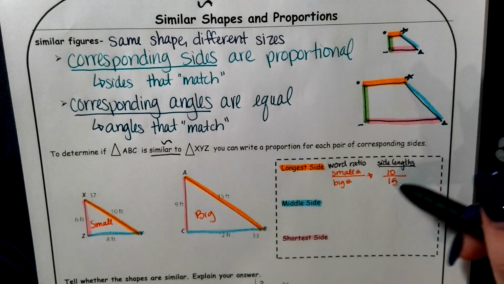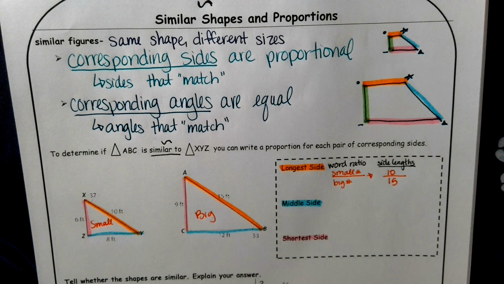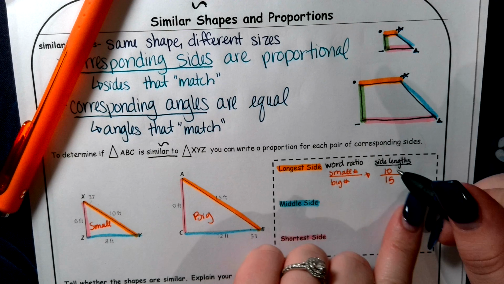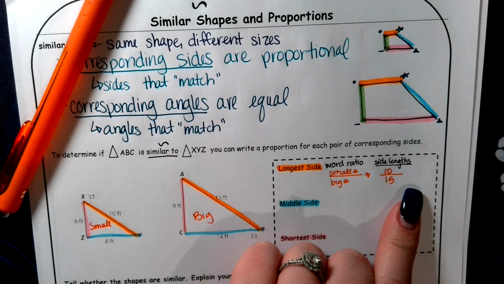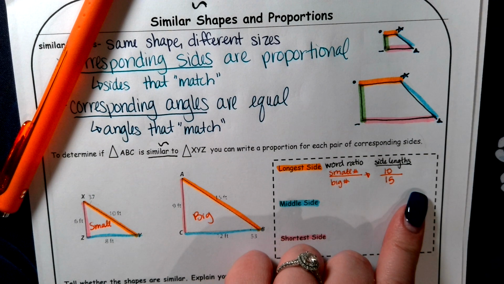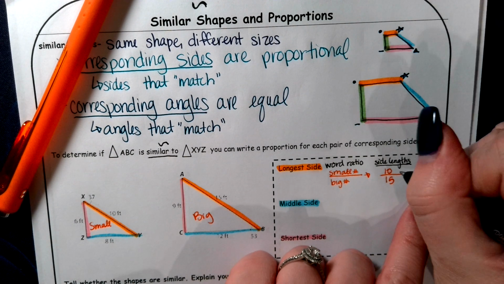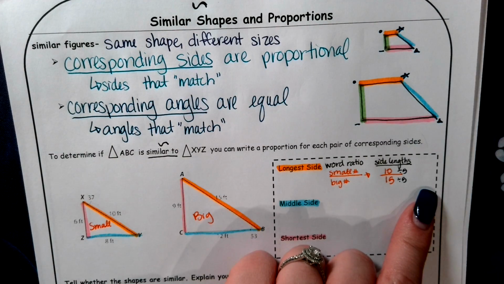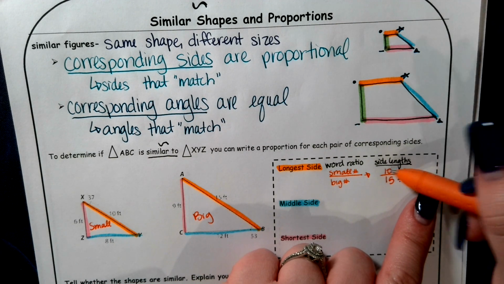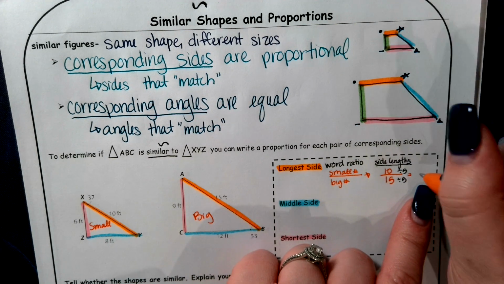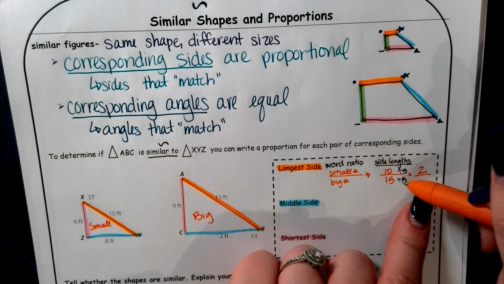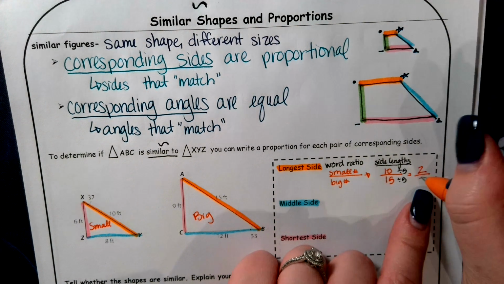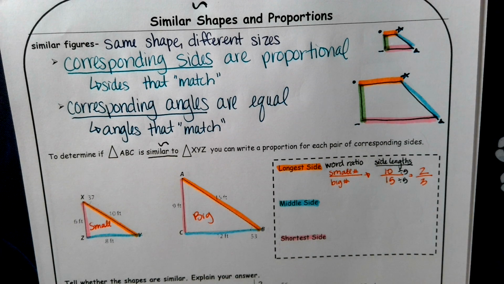Now that I have my ratio, I can simplify it. There are two ways that you can go about simplifying it. One way, I divide my numerator and denominator by a common number. So what number goes into 10 and 15? 5. So I can take 10 divided by 5 and 15 divided by 5. What's 10 divided by 5? 2. And what's 15 divided by 5? 3. So we simplified it to 2/3.